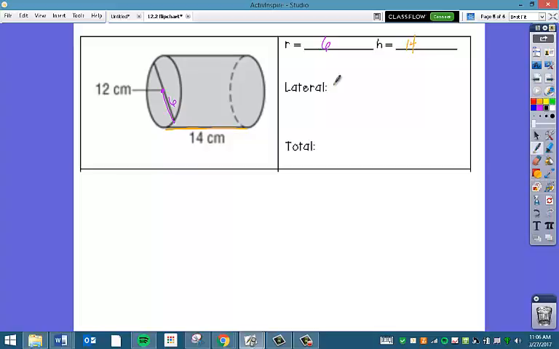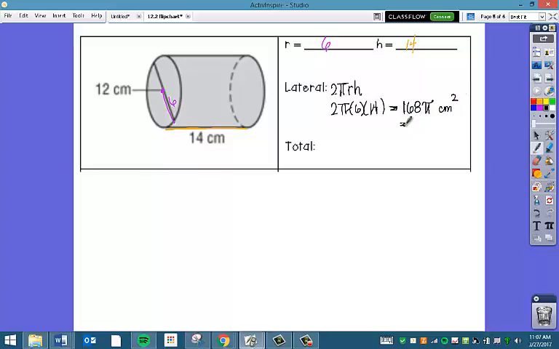And the lateral surface area for a cylinder is 2 pi r h, the circumference times the height. So we're going to do 2 pi times 6 times 14. If this had said to keep my answer in terms of pi, I'm going to multiply all my whole numbers, so 2 times 6 times 14. I'm not going to touch that pi symbol. I would just write it in at the end. So 2 times 6 times 14 is 168 pi centimeters squared. So that would be my answer in terms of pi.